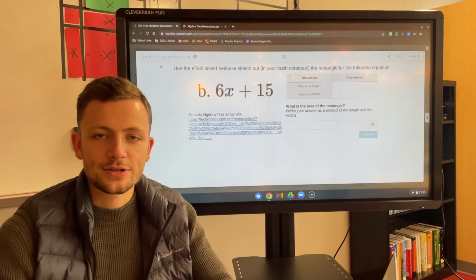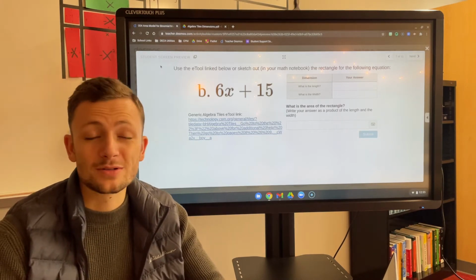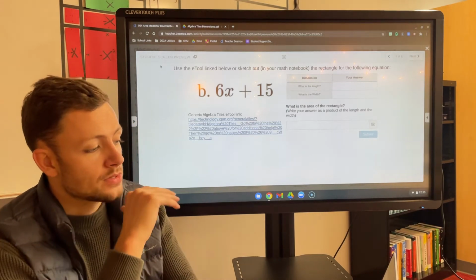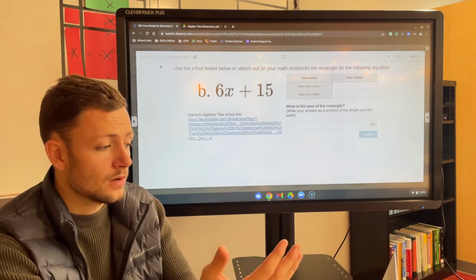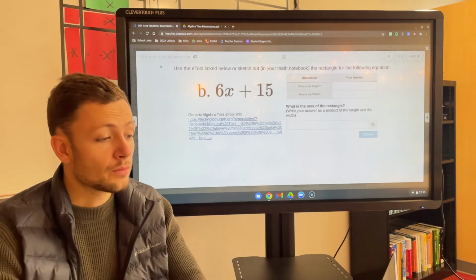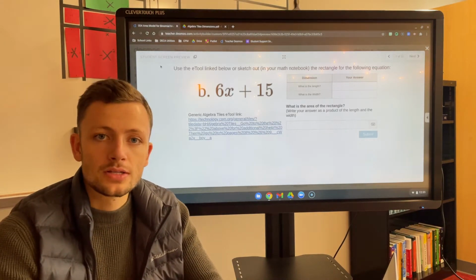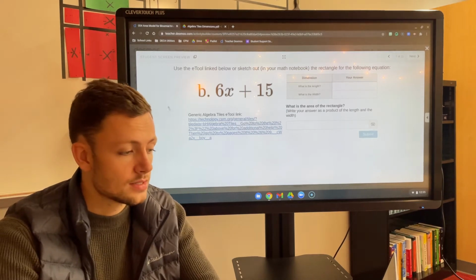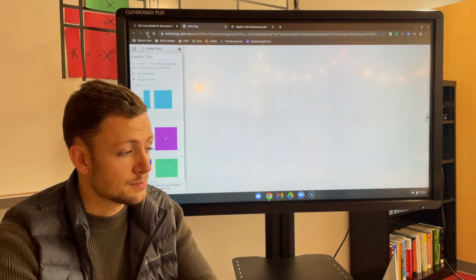All right, guys, so here's where we seem to struggle a little bit. We're going to presume that I went ahead and completed the rest of the screens up until screen 7. The instructions say to use the e-tool that is linked below or sketch in your math notebook the rectangle for the following equation. So we'll do both. First, I want to use the e-tool because I want you guys to know exactly how to use this. I'm going to click on the link and it's blank.